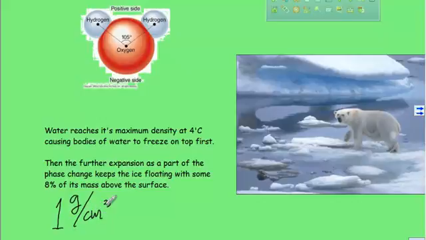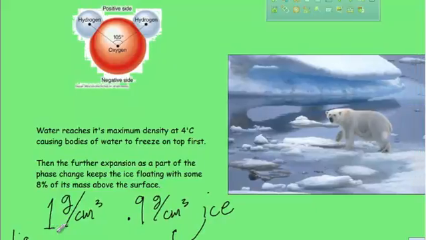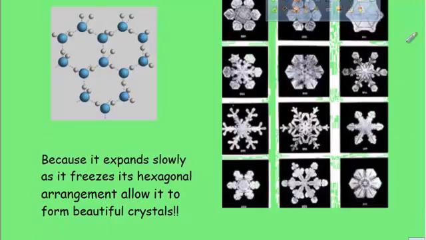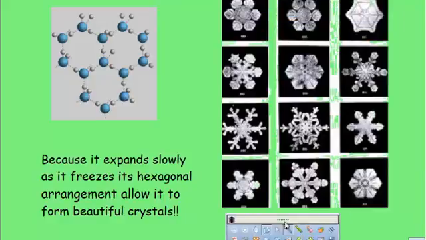It turns out that's liquid at 4 degrees Celsius, so slightly above freezing. And as a solid, its density is 0.9 grams per centimeter cubed. There's nothing else on the periodic table that displays that property. As it freezes, it expands, and it expands slowly, so we get really beautiful crystals that form.